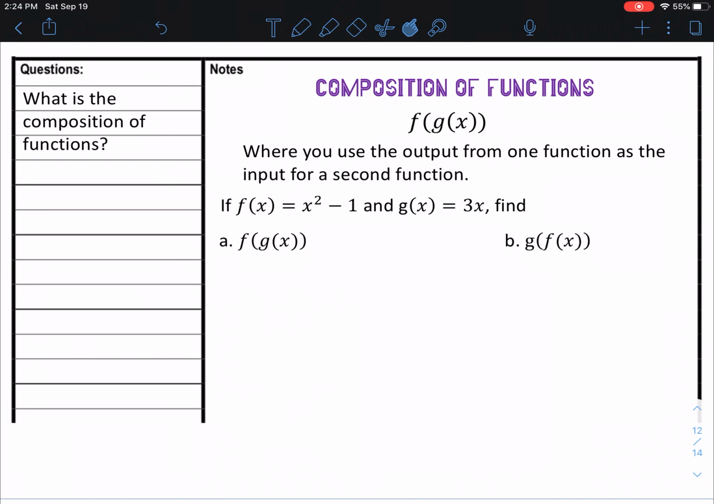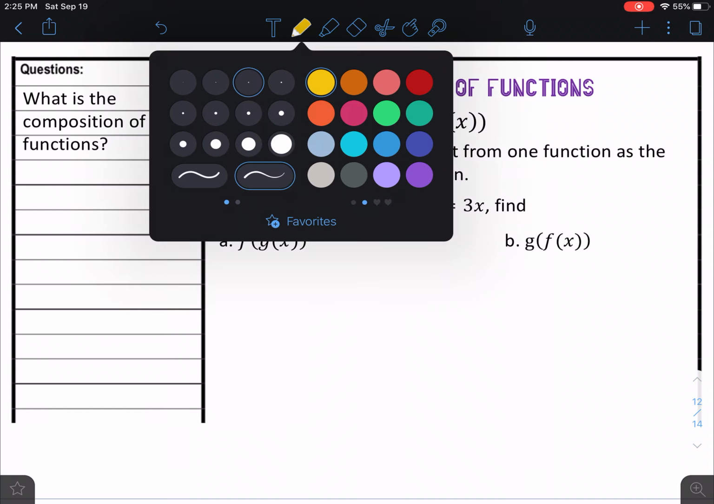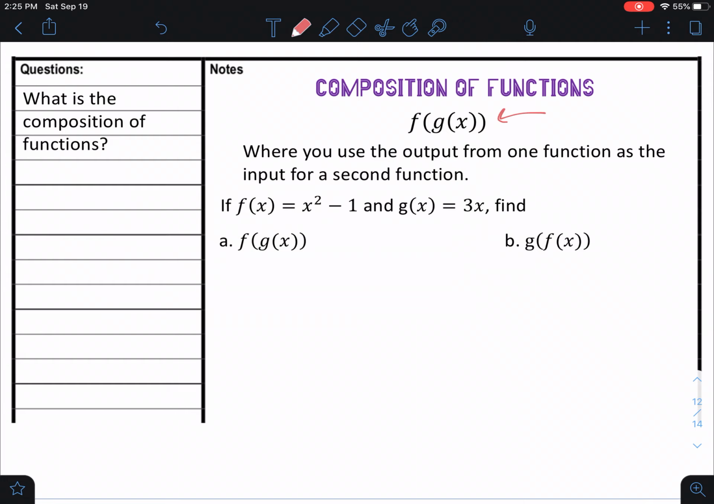And composition of functions is really two functions where you use the output from one function as the input for a second function. That sounds a little weird, but this right here is read f of g of x. So, and the way that we work these is we start from the inside right here and we work our way out, okay? And you'll see what I mean here by this in a second.